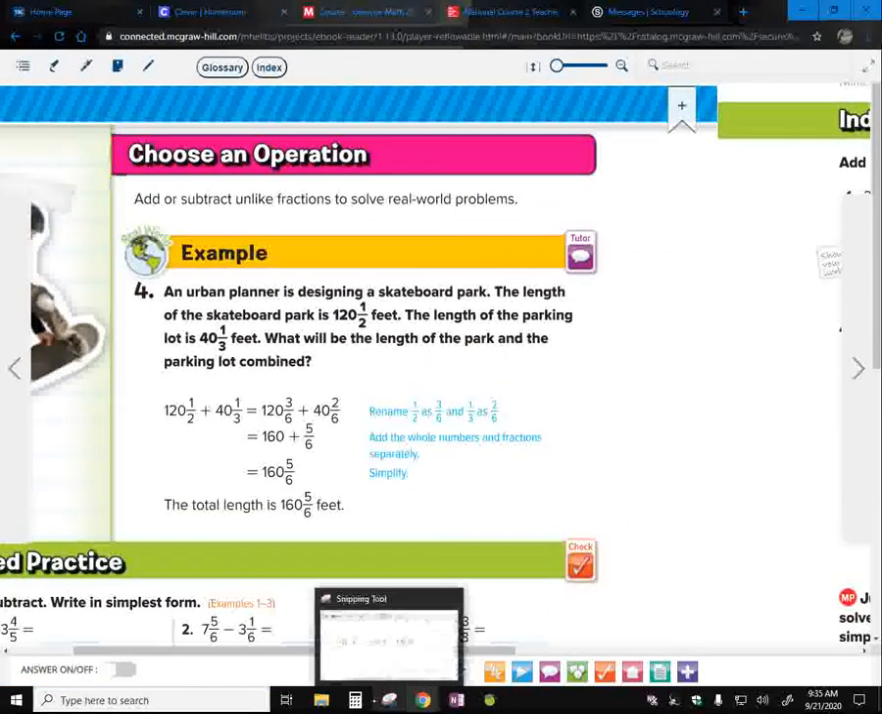Choose an operation. Add or subtract unlike fractions to solve real-world problems. An urban planner is developing a skateboard park. The length of a skateboard park is 120 1/2 feet. The length of a parking lot is 40 1/3 feet. What will the length of the park and the lot be combined? So you're going to add both those numbers together. We have 120 1/2 plus 40 1/3. They have found the common denominator, which is 6, or the least common denominator, which is 6. So we have 160 plus 5/6. So the total length is 160 5/6 feet.